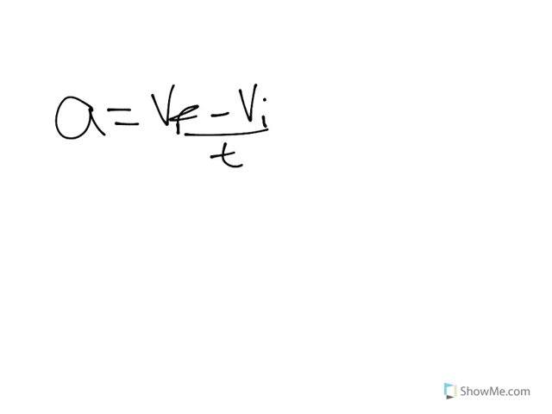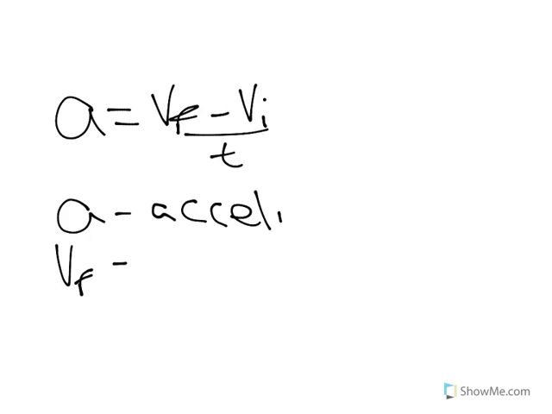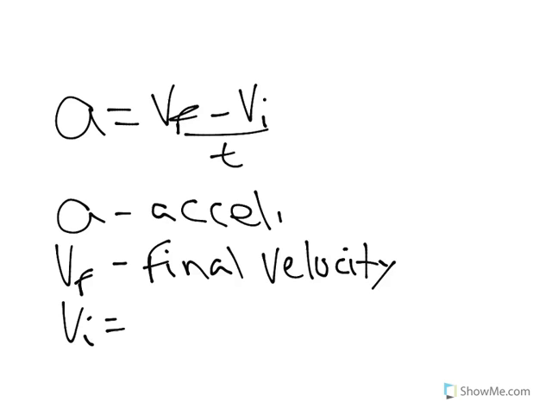Alright, estudiantes, what we're going to do today is go over the formulas for acceleration. The first one is a equals Vf minus Vi over t, where a is for acceleration, Vf is for the final velocity, Vi is for the initial velocity, and t is time.